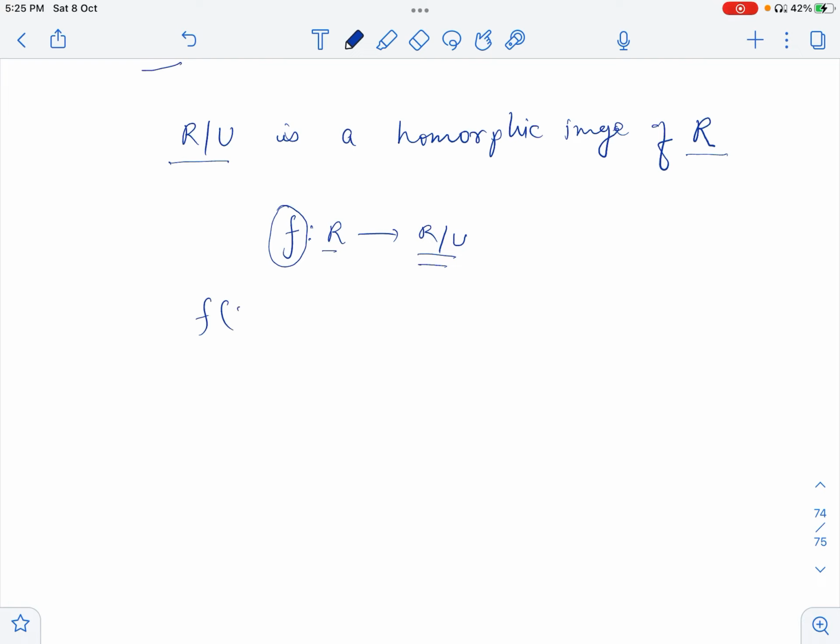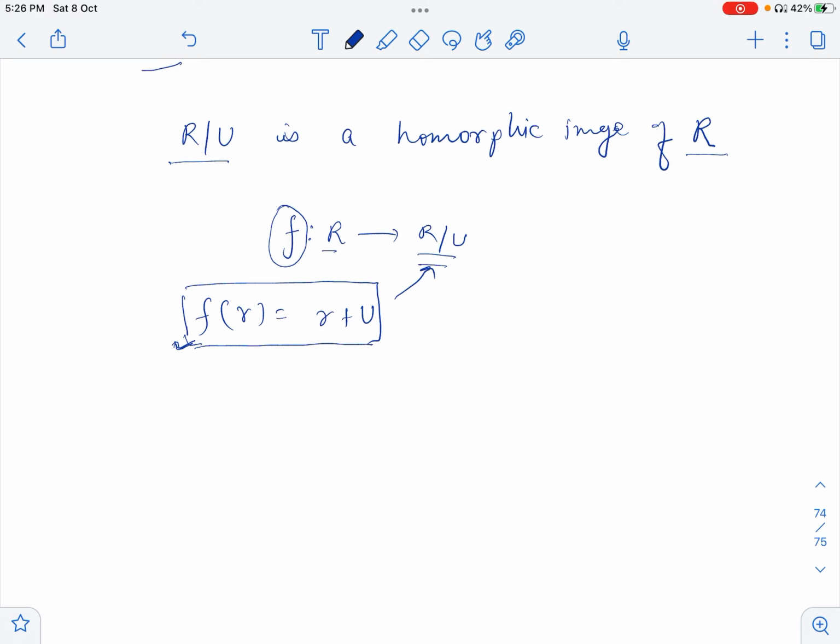So let us define F(r) equal to r + U. So r + U belongs to this R mod U. So first of all, we need to prove that this function is well defined. Guys, you need to give some attention to this catch, that whenever you define some homomorphism or isomorphism or a new function in the exam, you need to first prove that this is well defined. Otherwise, there is no meaning of defining without proving that this is well defined.